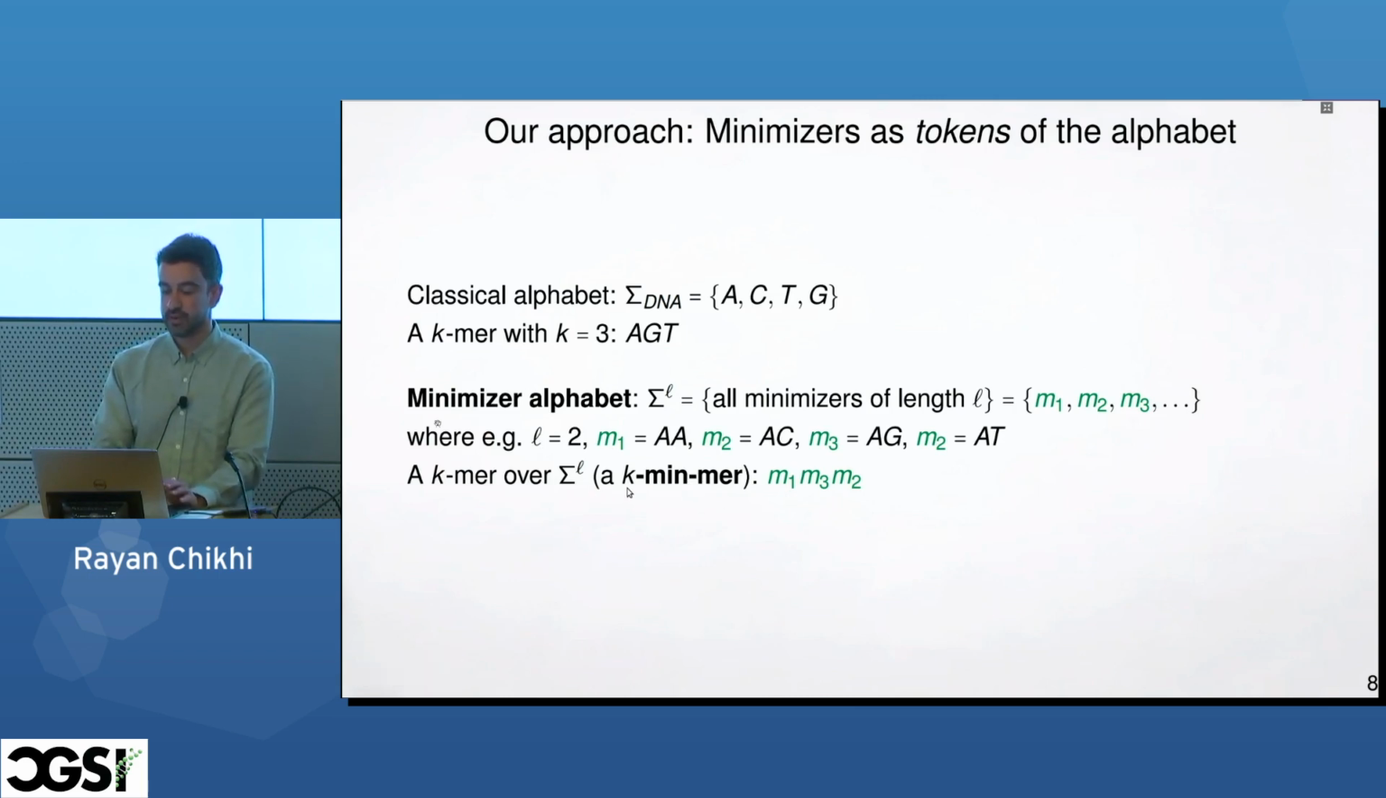So when k equal to 3, M1, M3, M2 is a k-mer. It's a bit unintuitive, perhaps, because you don't see bases anymore. The bases are hidden inside the minimizers themselves. And you will see in a minute why we do this. And just for avoiding confusion, we don't call it k-mer anymore, even though it is a k-mer. We call it k-min-mer, just to avoid saying k-mer over the minimizer alphabet or k-mer over the DNA alphabet.